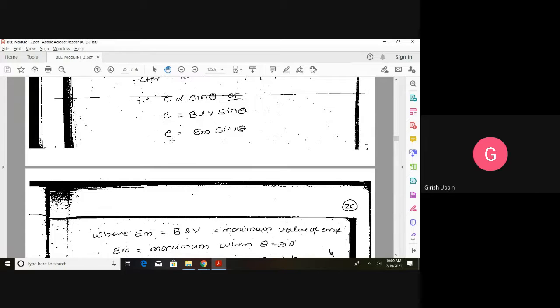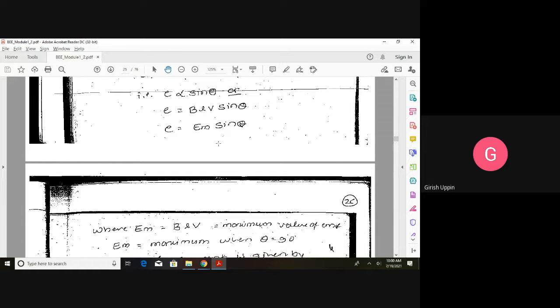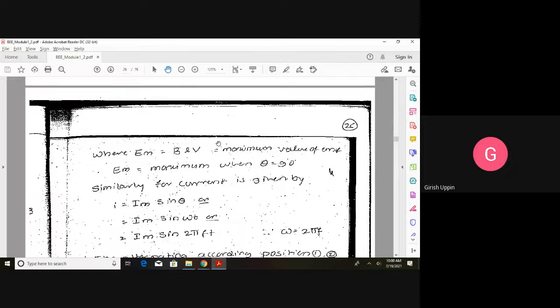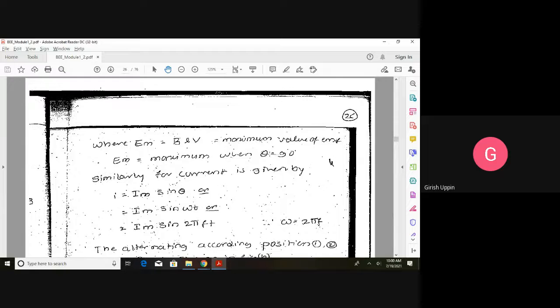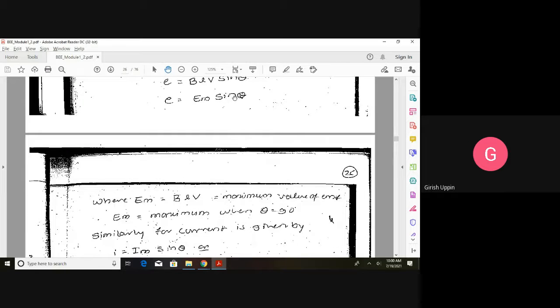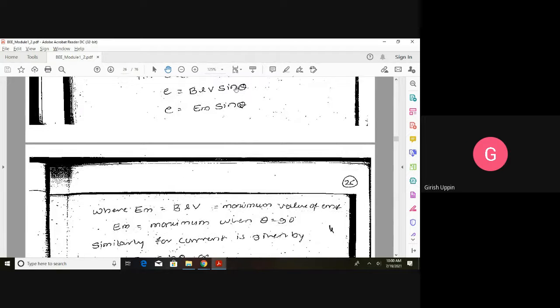So that is how we represent E is equal to Em sine theta, where Em is BLV, which is the maximum value of the EMF. We achieve that maximum value when theta is equal to 90 degrees. When theta is 90 degrees, sine of 90 is 1. Therefore, the peak value is B into L into V.